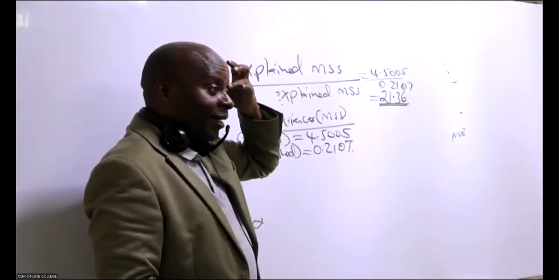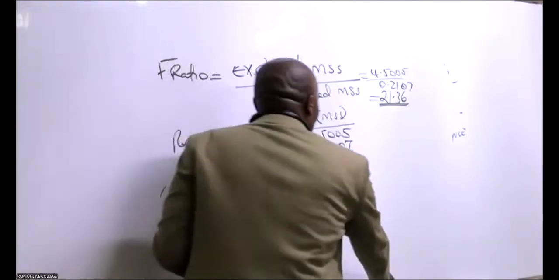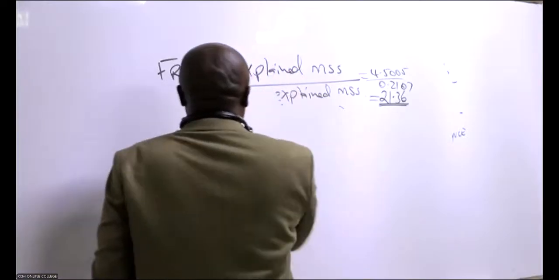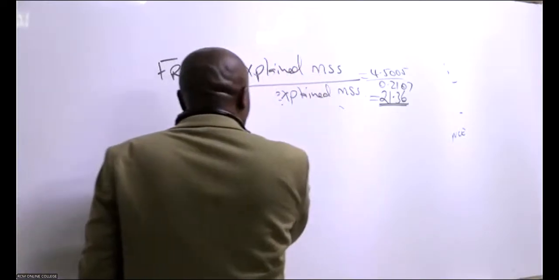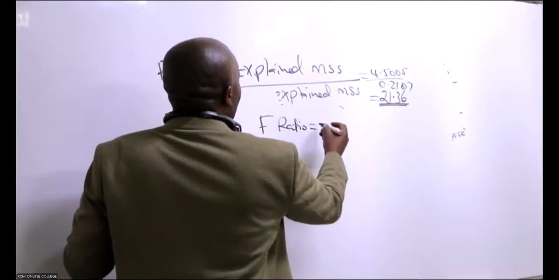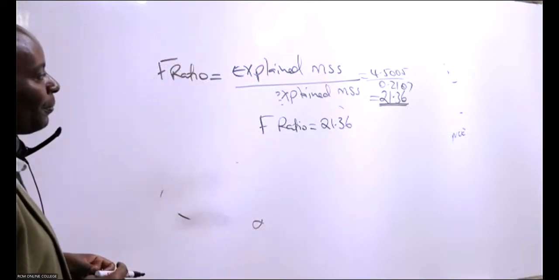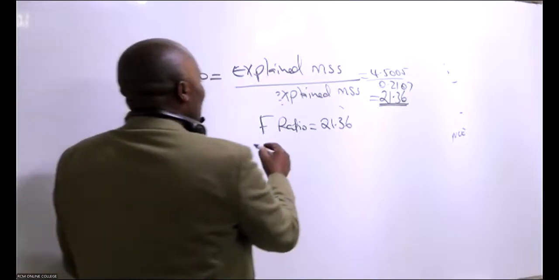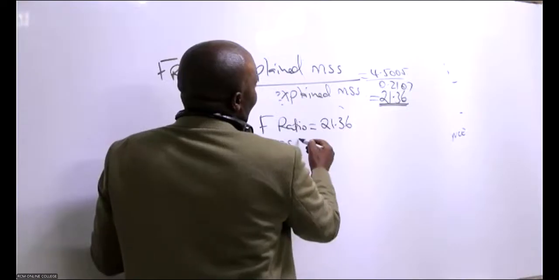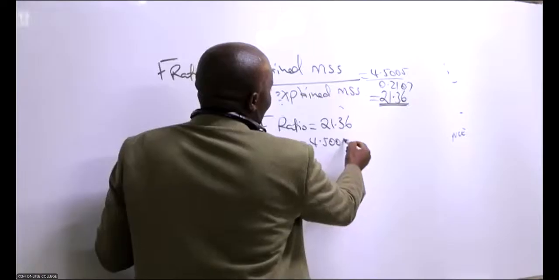Yeah. And I'll be able to show you from your old past papers. At times you realize that an examiner tells you that the F ratio, in this case, is 21.36. He gives you that. And then he can go ahead and give you MSS, explained MSS, like 4.5.